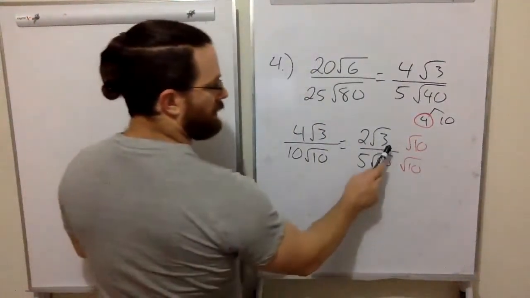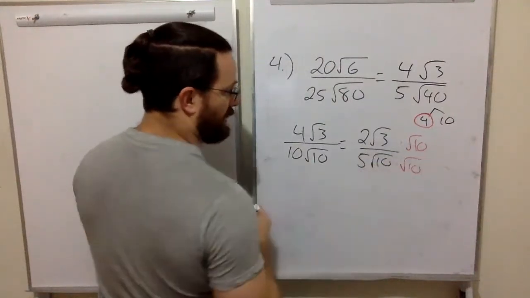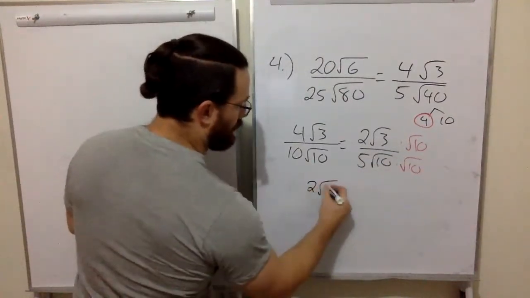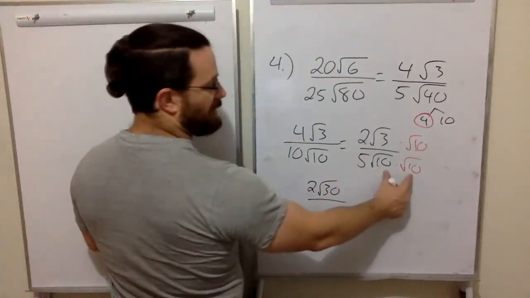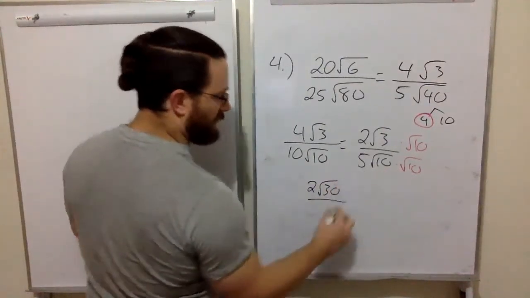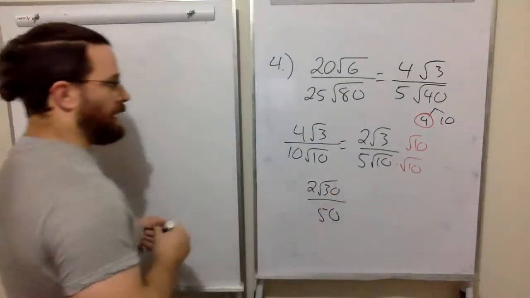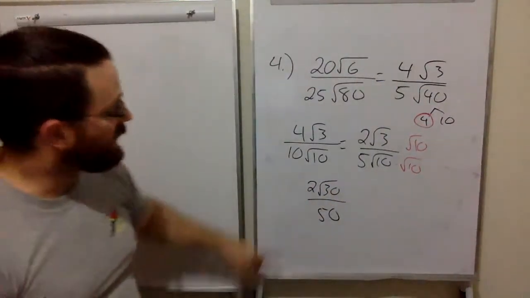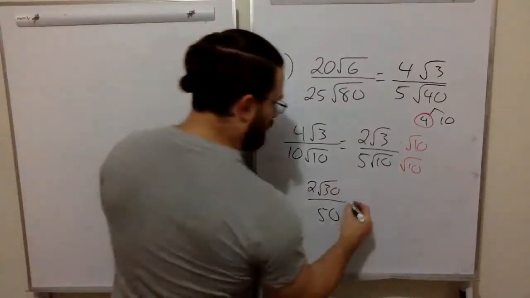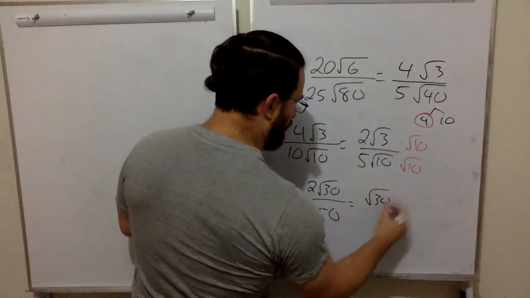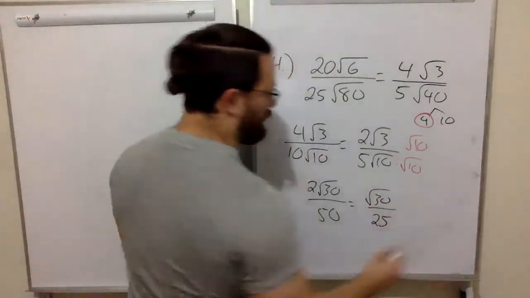On the top, 3 times 10 is going to make 30, so I'm going to get 2 radical 30. On the bottom, radical 10 and radical 10, that's just 10. 10 times 5 makes 50. And I can still reduce one more time. 2 and 50 can both be divided by 2. So my final answer is just going to be radical 30 divided by 25.